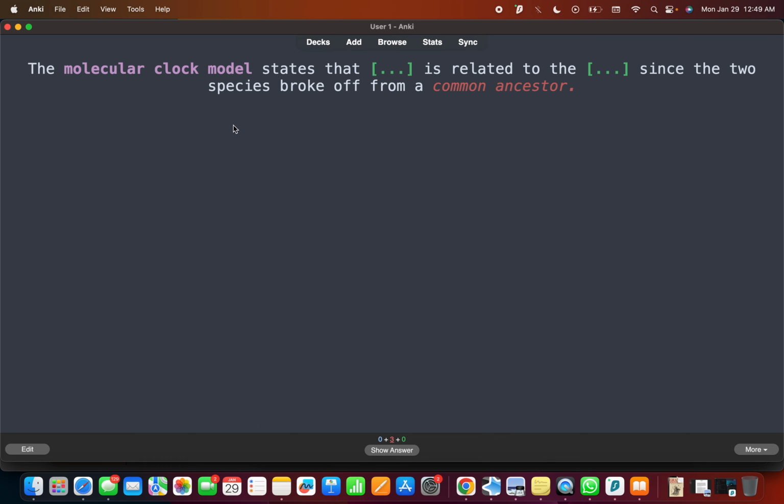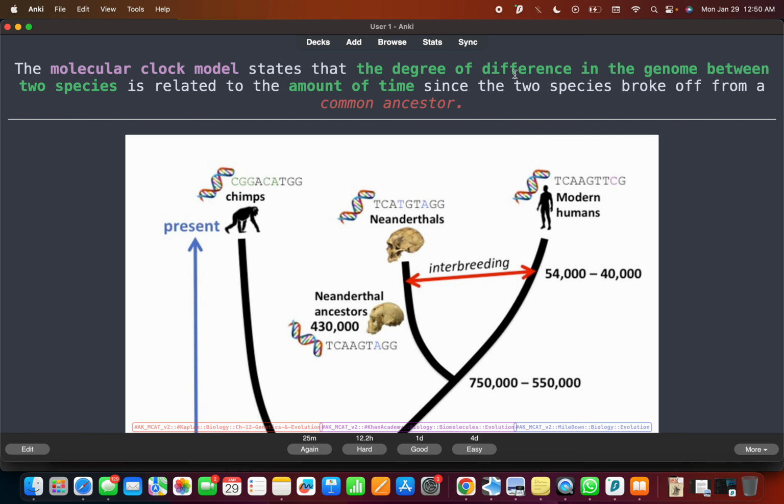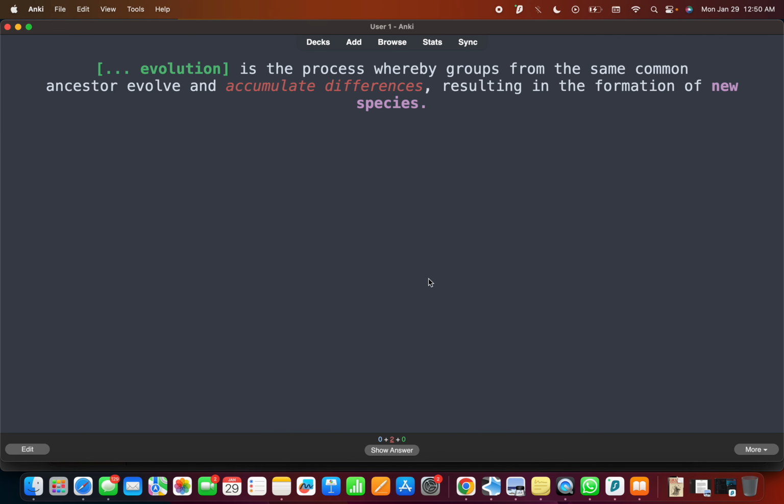What molecular model, the molecular clock model, states that what is related to what? It's since the two species broke off from a common ancestor. So it states that the variability in the genes, the degree of difference between the genomes of two species, is related to the amount of time. Okay. Degree of difference in genome is dependent on time. What evolution is the process whereby groups from the same common ancestor evolve and accumulate differences, resulting in the formation of new species? So you have new species, divergent evolution, and you accumulate differences.